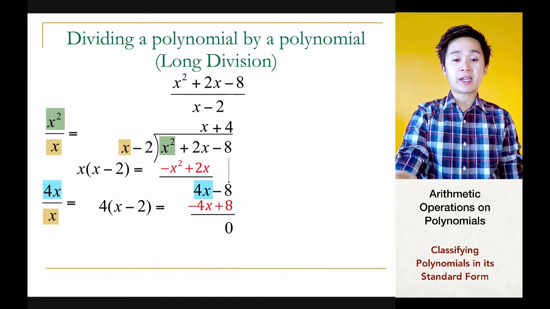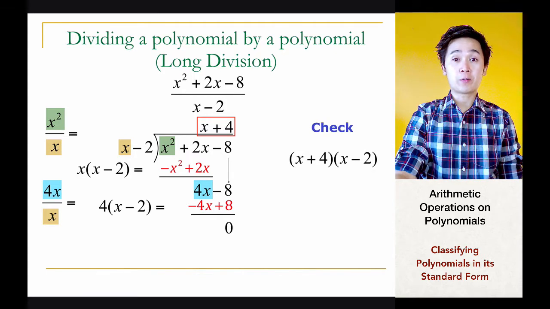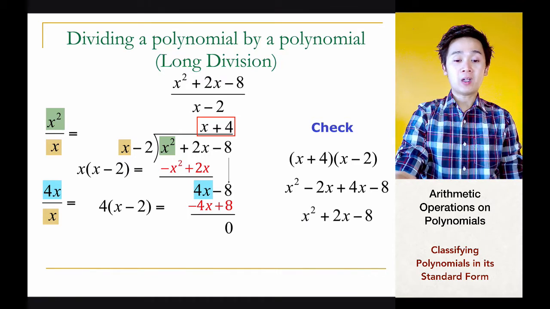Now, just like multiplication, we know that if we multiply the quotient and the divisor, it will equal x squared plus 2x minus 8, or your dividend. So x plus 4 multiplied by x minus 2 using the FOIL method or distributive property will end up with x squared minus 2x plus 4x minus 8. And by combining like terms, we'll have an answer of x squared plus 2x minus 8, which is the same as the numerator of our polynomial. So this is how we divide a polynomial using long division.